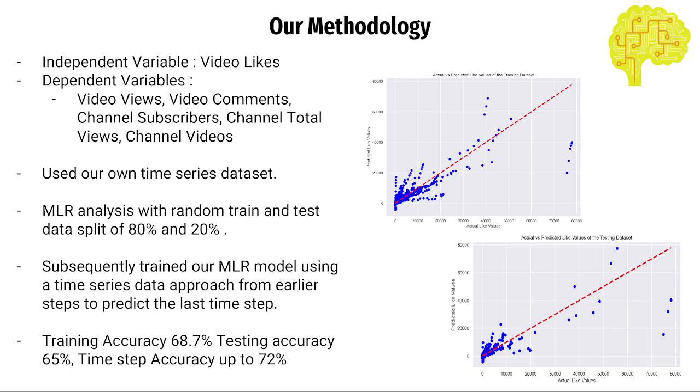Subsequently, we trained our model using a time series data approach from earlier time steps to predict the last time step. The training accuracy of the first model was 68.7%. The testing accuracy fell down to 65%, and when we did a time step approach, the accuracy reached up to 72%.